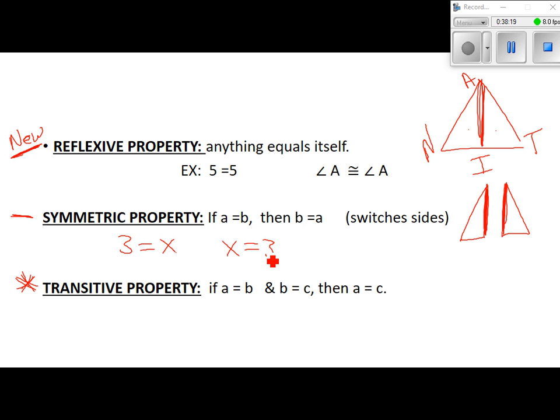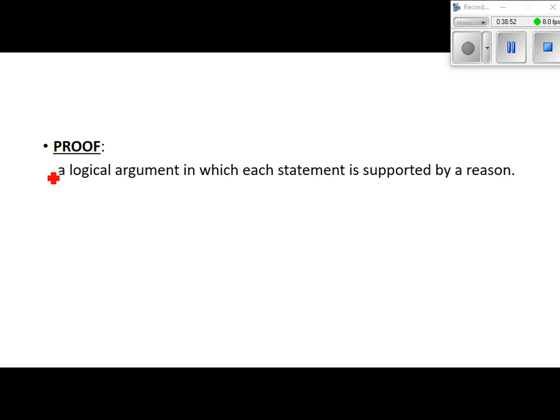Transitive property. Transitive property says if A equals B and B equals C, this is sort of like the law of syllogism. What do you notice about these two right here? They are the same. Then what can I do with this part and this part? Put them together, just like in the law of syllogism. So if A equals B and B equals C, then A has to equal C. That's the transitive property. A proof, this isn't anywhere on there, write it in there somewhere.